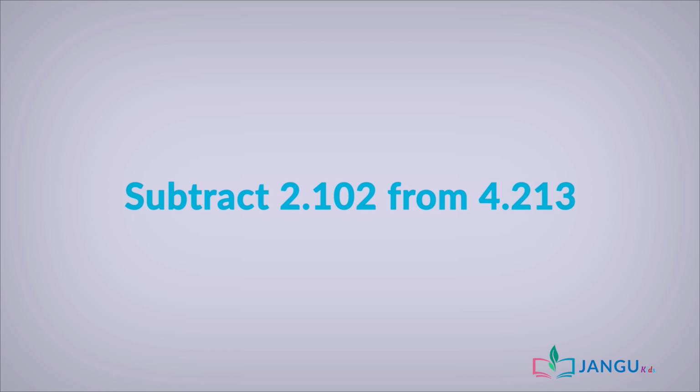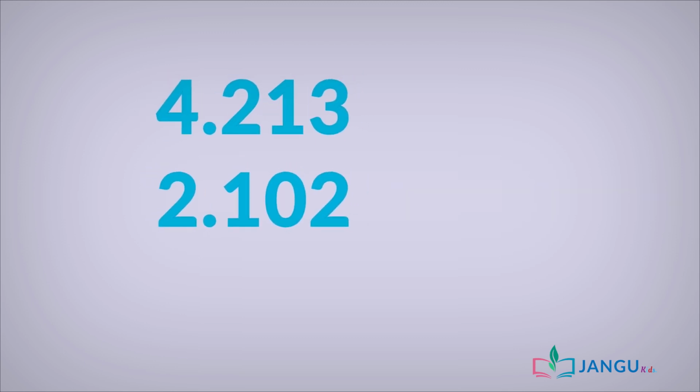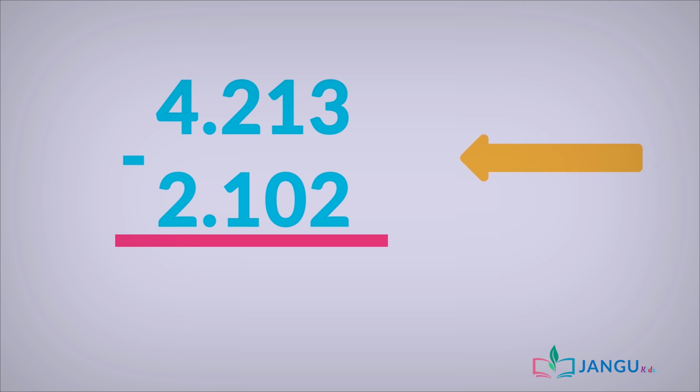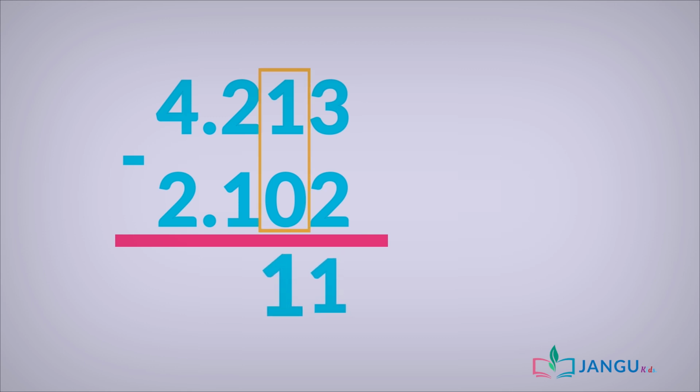Question number 2. Subtract 2.102 from 4.213. As usual, we arrange the numbers and subtract the smaller one from the bigger number, starting from the right. 3 minus 2 equals 1. 1 minus 0 equals 1. 2 minus 1 equals 1. And 4 minus 2 equals 2.